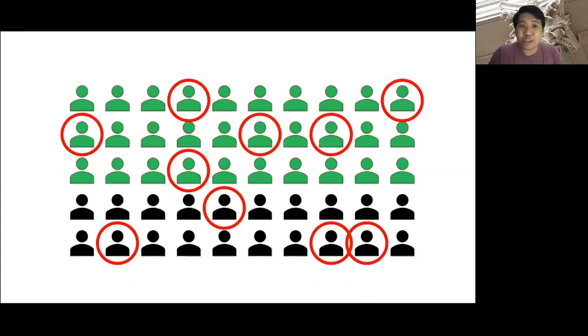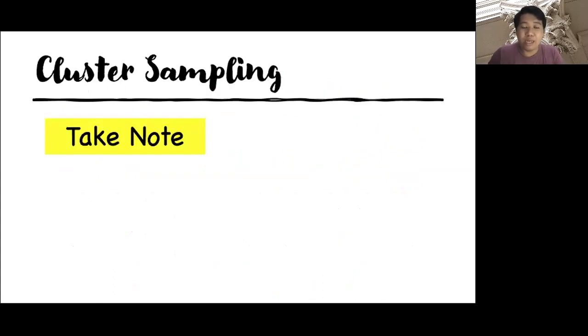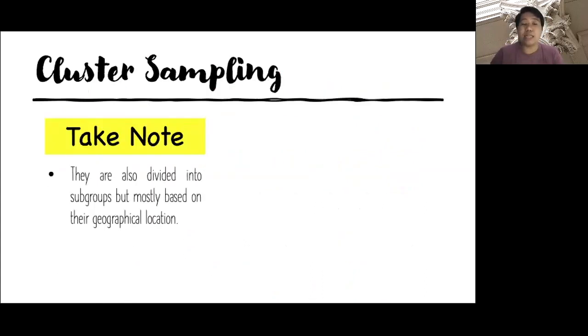Let's now proceed to the fourth technique, cluster sampling. So pag gagamitin natin to, they're also divided into subgroups but mostly based on their geographical location. So parang may pagkakahawig din siya sa stratified random sampling. Pero madalas itong cluster sampling, ang basis ng hatian ay geographical location. So you randomly select the cluster using different tools.